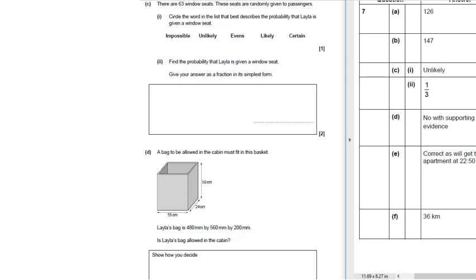There are 63 window seats. The seats are randomly given to passengers. Circle the word that best describes. Okay. So how many seats was there in the first place? So there's 189, 63 are in the window. I see those two numbers there. I see that they're all divisible by 3. I'll put that into my calculator. 63 divided by 189 is a third.